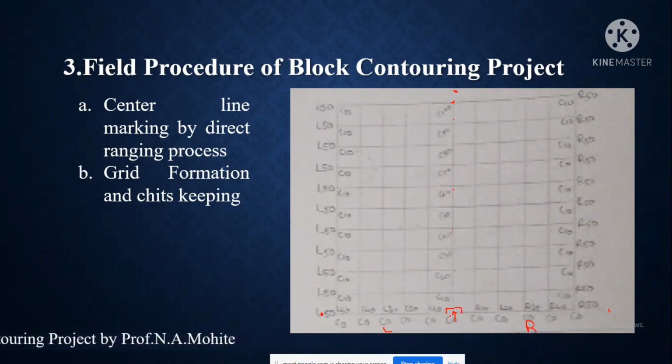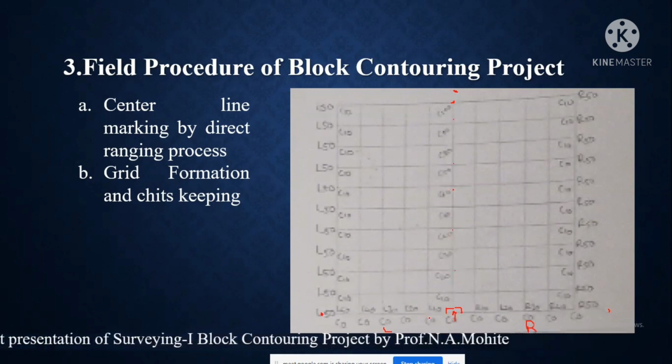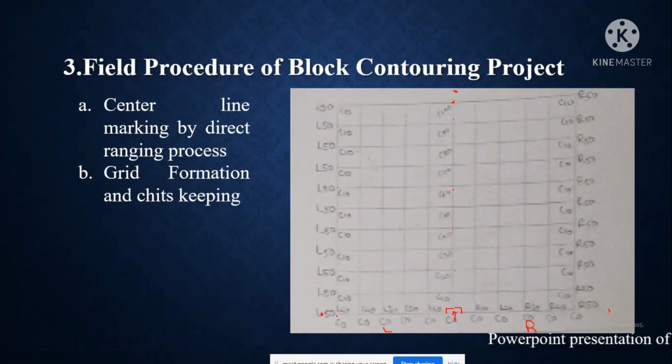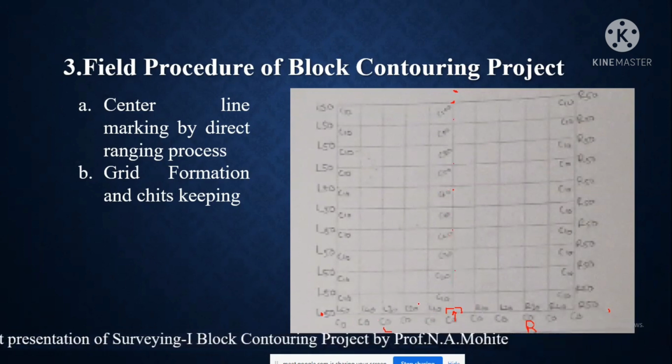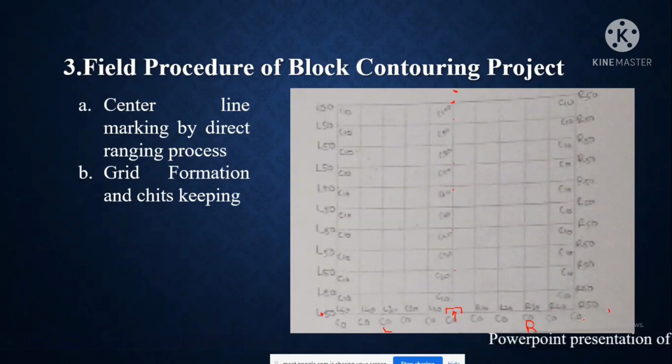Okay, so correspondingly now the tape will be opened and the chets will be placed at a distance of 10 meters at regular intervals, which will be named C0, L10, C0, L20, C0, L30, C0, L40, and lastly C0, L50 on the left hand side. Correspondingly on the right hand side it will be C0, R10, C0, R20, C0, R30, C0, R40, and C0, R50.